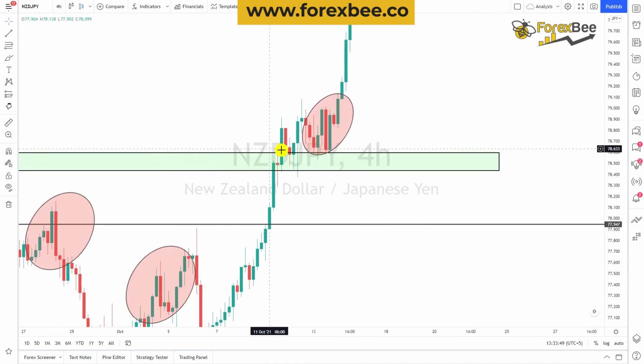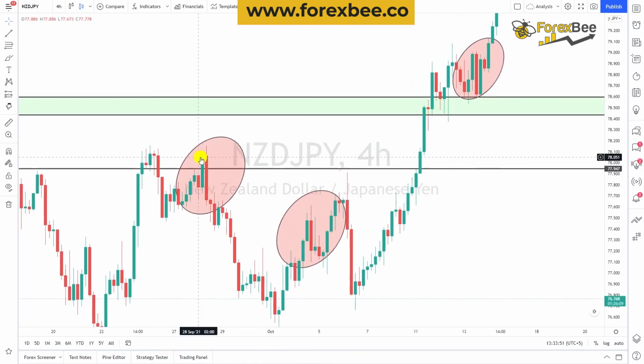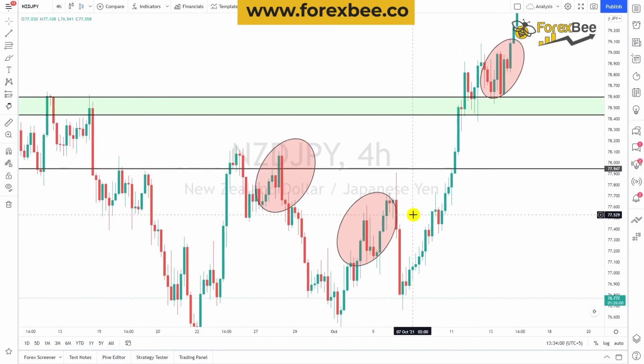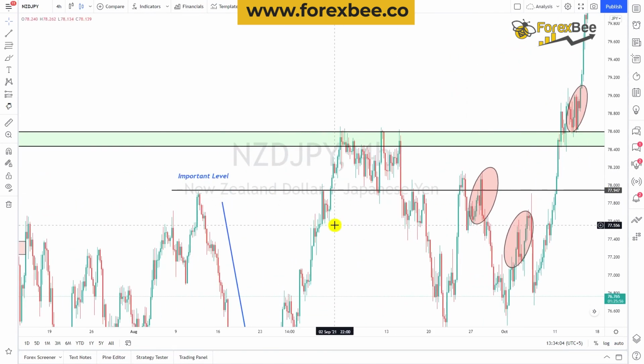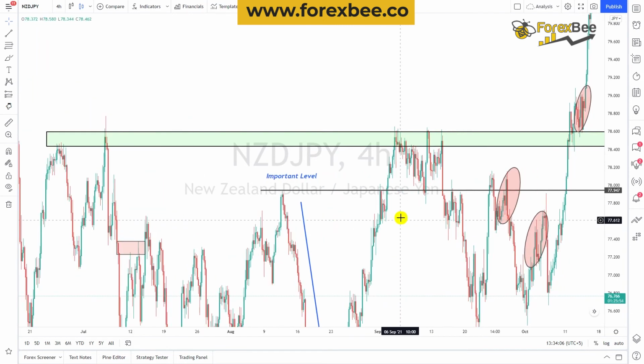So what was the reason that the price went downwards after the formation of the bearish engulfing candlestick pattern here, but it did not go downward here or here? Let me explain the reason behind that. In any candlestick pattern, we do not trade the candlestick pattern alone. We always look for a confluence or a key level.